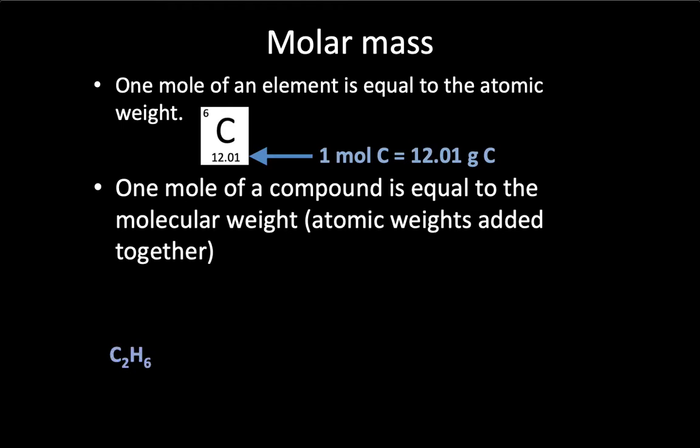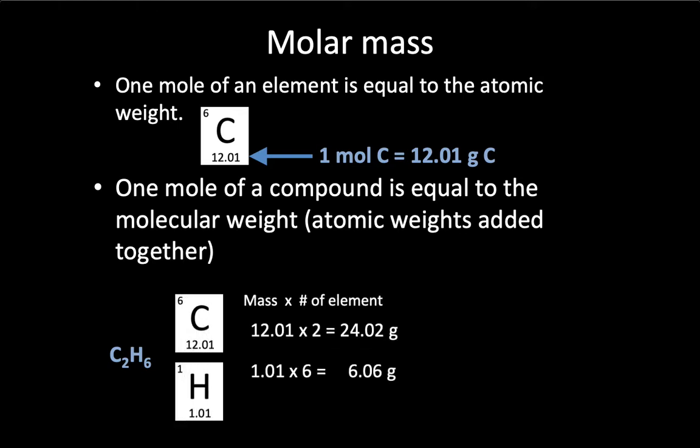The same applies for looking at molecules. This time we have to do one extra step though, and we're going to have to add the atomic weights together. So for example, if we wanted to figure out how much 1 mole of ethane, which is C2H6, weighs, then we would look again to the periodic table. We would find those elements on the periodic table. C for carbon has a mass of 12.01, just like we did before. But this time, since we look at the formula, we see that there are 2 carbons. And so because there are 2 carbons, we're going to multiply by 2.